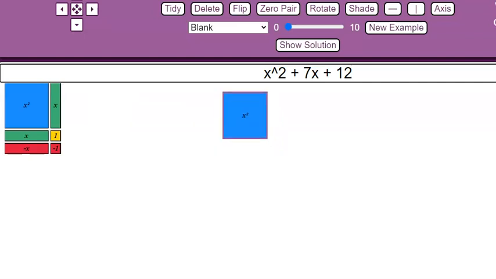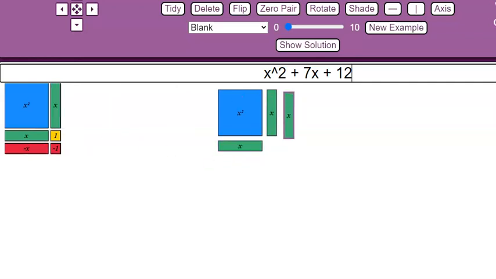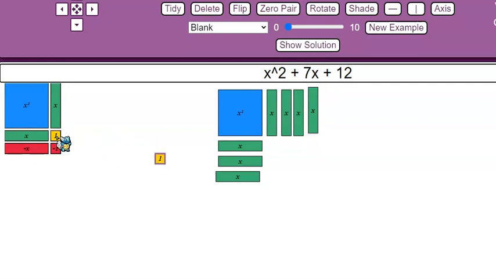So first you want to count out each of these things. So we have x squared, so we have one of those x squareds, and then we have positive 7x. So we're going to put out 7 of these little green rectangles. So 3, 4, 5, 6, 7. And then we're going to have 12 of the positive little squares.